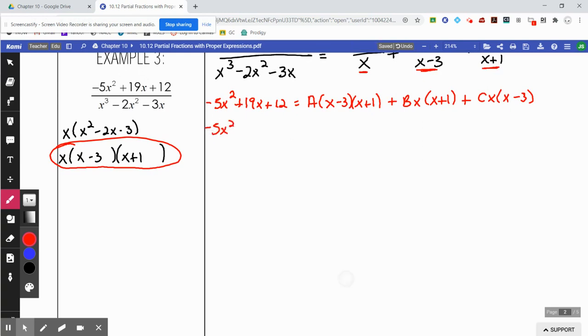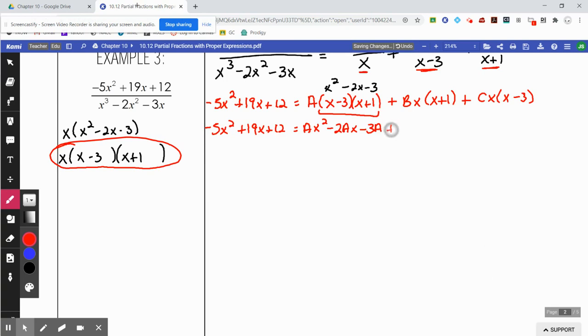You now have negative 5x squared plus 19x plus 12. We're going to distribute this, and I'm going to do it actually right here above it to save ourselves a step. That turns into x squared minus 2x minus 3. When you distribute the a with it, you now have ax squared minus 2ax minus 3a.